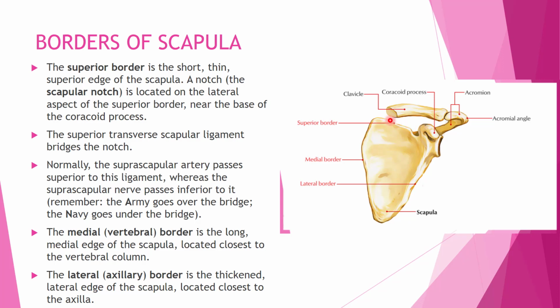So the superior border is short and thin, it is the superior edge of the scapula. There is a notch. Can you see here a notch which is called the scapular notch? It is located on the lateral aspect of the superior border. When we go along the superior border, this is the medial aspect and this one is the lateral aspect. This notch is called the scapular notch, and it is near the base of the coracoid process.